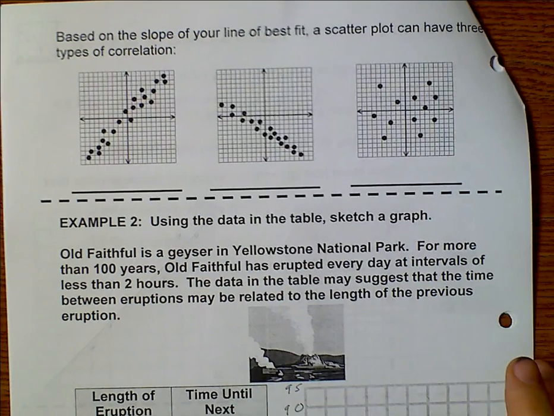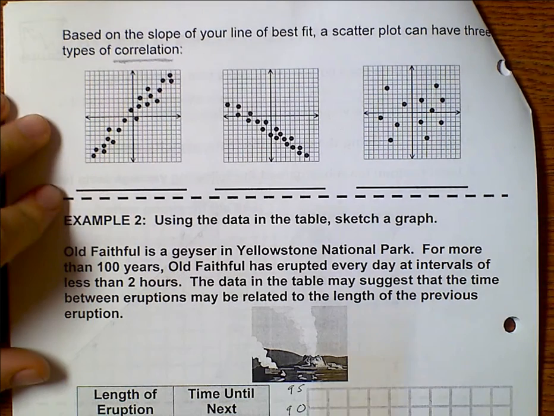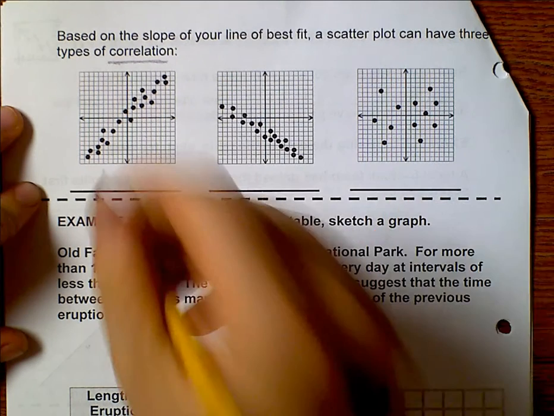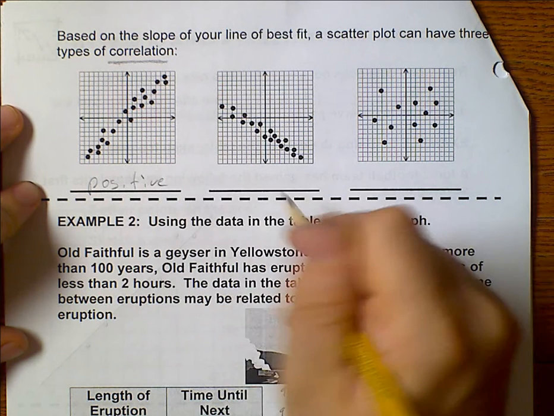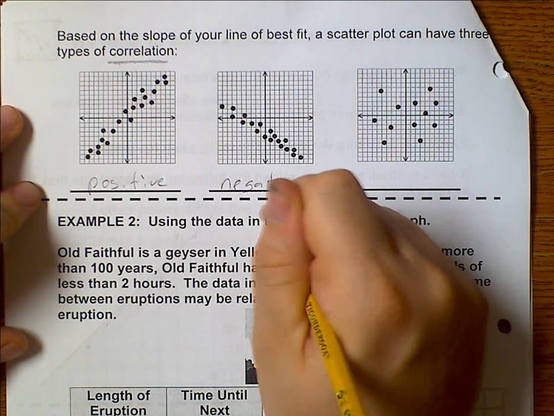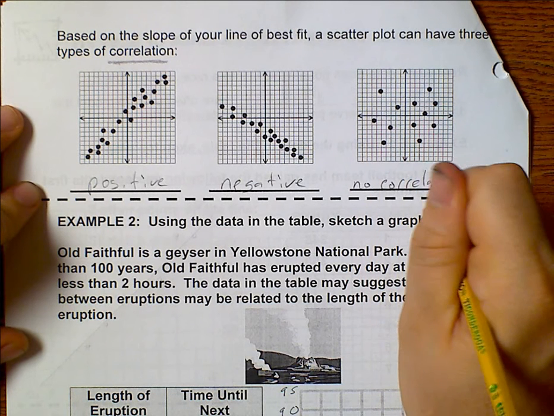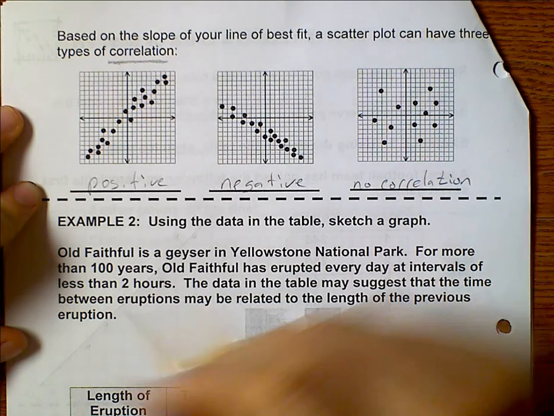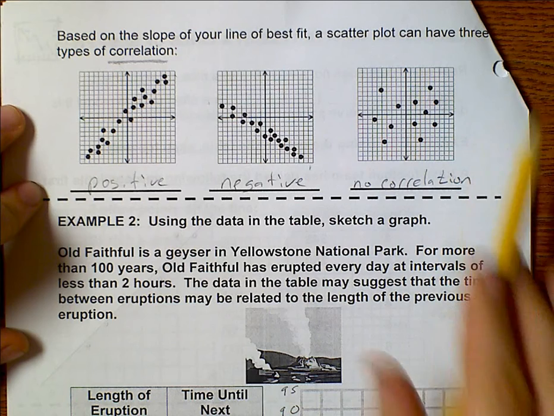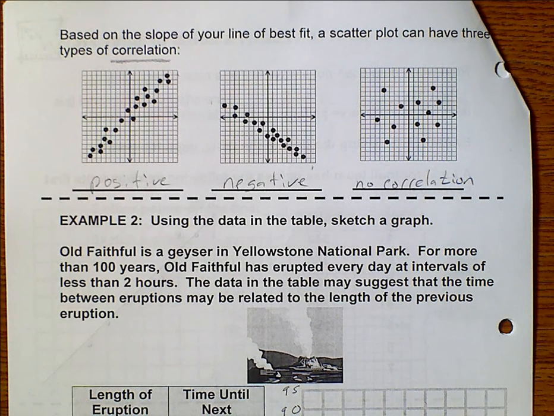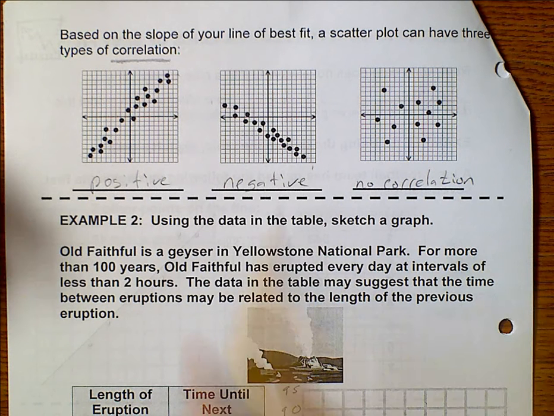Well, based on our lines of best fit, we have different types of correlation. Okay? We have 3 main types. We have positive, negative, and no correlation. Where positive is a trend that's going up, negative is a trend that's going down, and no correlation means I really can't tell if I'm going up or down. There doesn't seem to be a pattern. All right. Our previous example obviously had negative correlation.